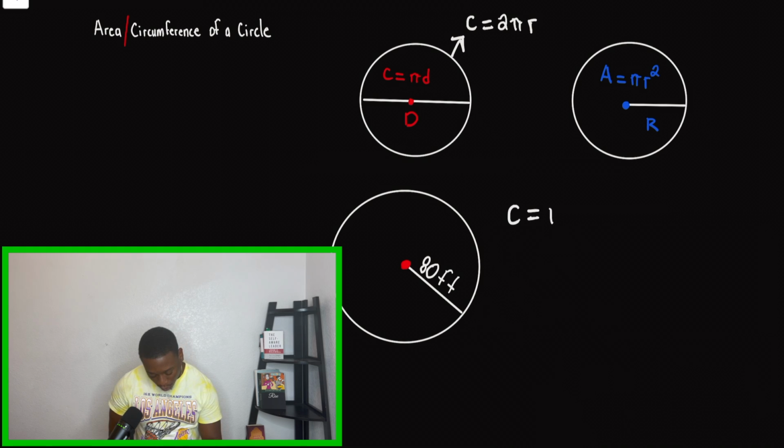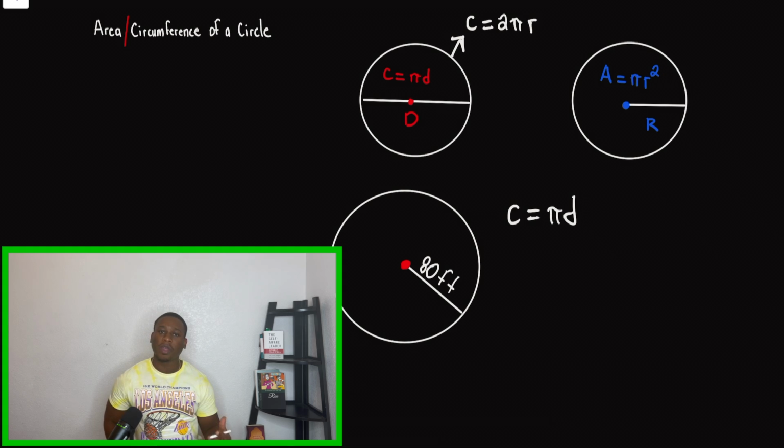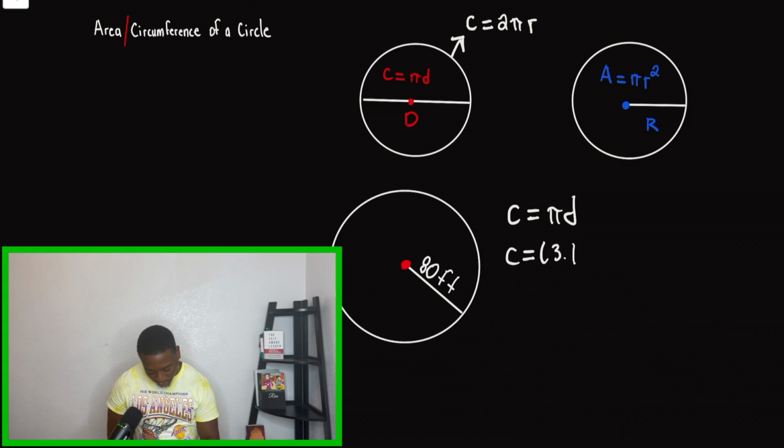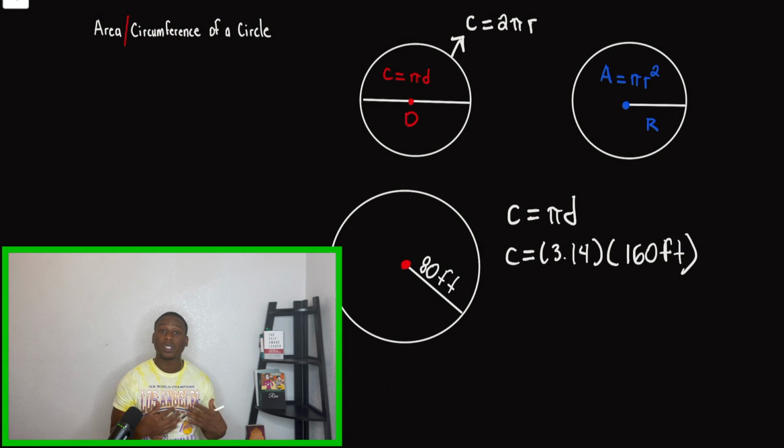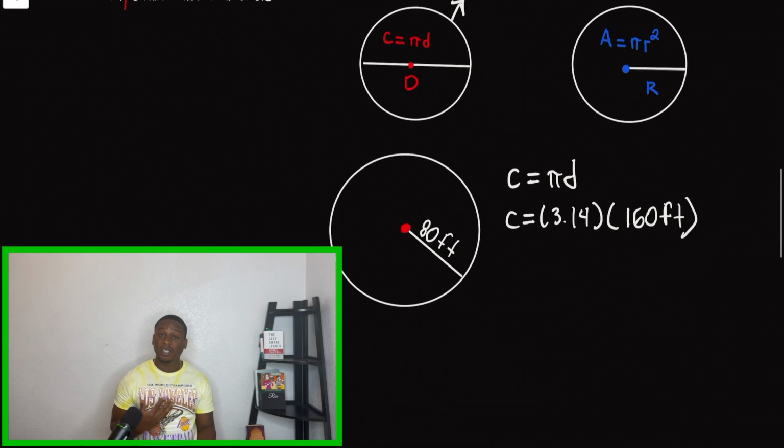So when our first one, we have C is equal to pi times D. And we know that pi is 3.14. So we're going to substitute. So we have C is equal to 3.14 times 160 feet. So if anybody's wondering where we get 160 from, remember the diameter is just 2 times the radius. So if our radius is 80, once we double it, that means our diameter is going to be 160.